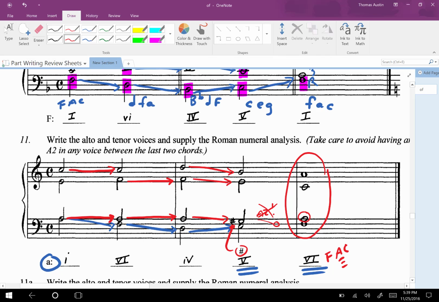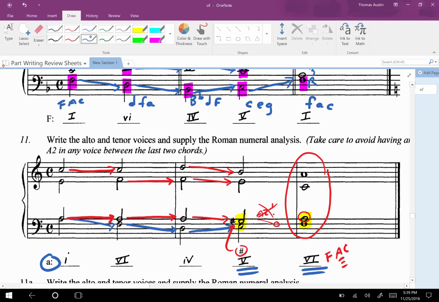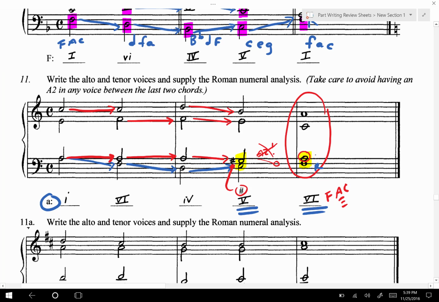And if you look carefully, right here and right here, that's my parallel third motion. That parallel third motion is allowed in order to avoid the augmented second. And as a result, you have a doubled third. So in the last measure, what you see then is 1 root, 2 thirds, and the fifth.